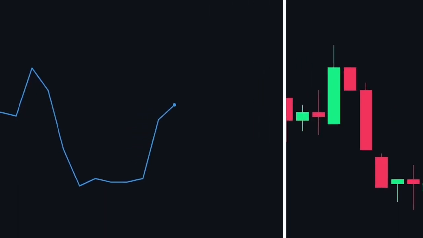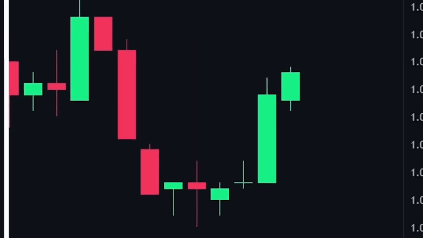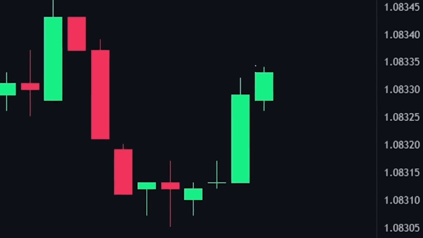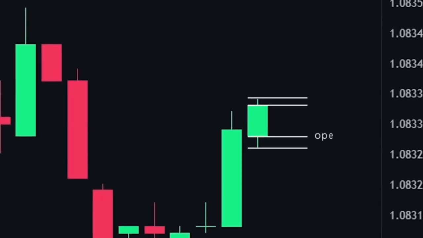As you can see, both charts move in a similar shape, which is expected since they both display the price. However, notice that the line chart only shows us one piece of information, the closing price for each period. In contrast, the candlestick chart provides 4 pieces of information for the same time period. First, there's the open, which is the opening price for that period. Next is the high, which shows the highest price reached within that period. Then, there's the low, which is the lowest price reached during that period. And finally, the close, which is the closing price.